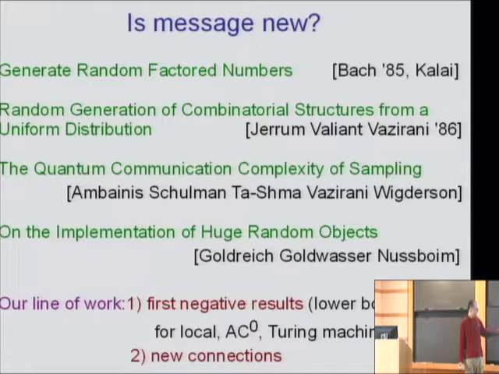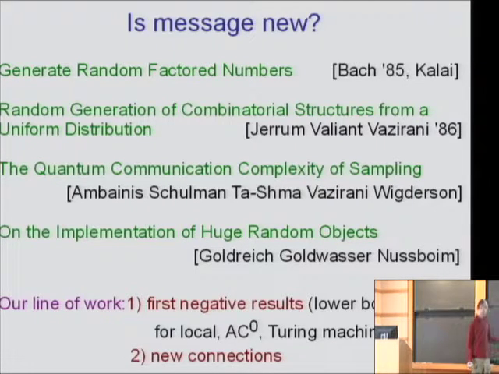And in a section of their work on the implementation of huge random objects, Goldreich, Goldwasser, and Nussboim actually suggest or stress the study of the complexity of distributions. Okay? So if one wants to draw a line just for the sake of it between these previous works and ours, our line is this one here. So we're going to get the first negative results, also known as lower bounds, for a number of models like local, AC0, Turing machines and so on. Okay?